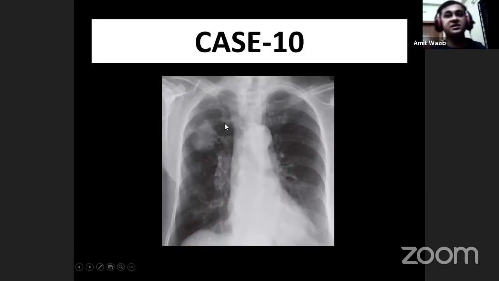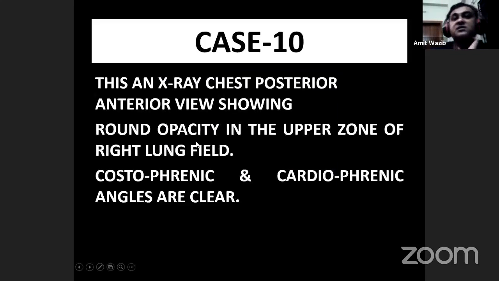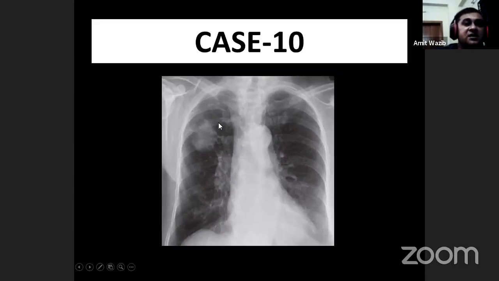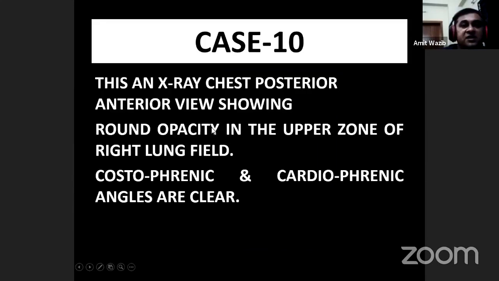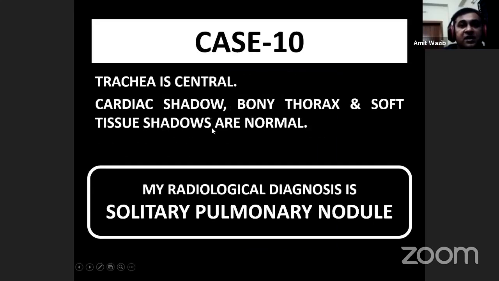We will go into another case. Just look at this X-ray. There is a round opacity in the upper zone of the right lung. Everything else is normal. Just ignore this change. If you find such a single round opacity in the X-ray, it is called a solitary pulmonary nodule. And solitary pulmonary nodule is commonly due to bronchial carcinoma. But still, there are a few conditions which may also produce such nodules.